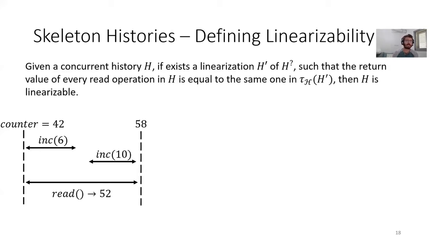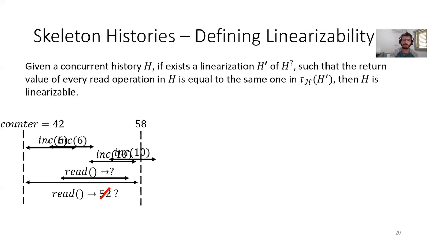But let's run through an example to really drive the point home and truly understand how to work with skeleton histories and tau. Let's take our simple example from before and see whether or not this history is linearizable, which, spoiler, is that it's not, but let's prove that it's not. The first thing we do is we consider the skeleton history. So we first have the read return question mark instead of 52. We then want to show that no such linearization of its skeleton history exists as required. So let's consider all the linearizations of its skeleton history.